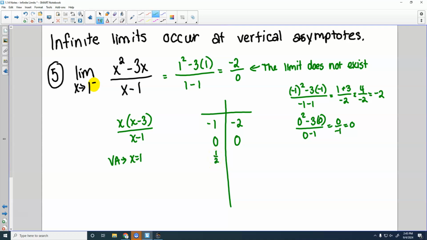I also would do fractions here. I would not do decimals, but that's up to you on what you're most comfortable with. So if I do 1/2 squared minus 3 times 1/2 over 1/2 minus 1. What do I get when I do 1/2 squared? 1/4, square the top, square the bottom. And this is going to be 3/2 over -1/2.